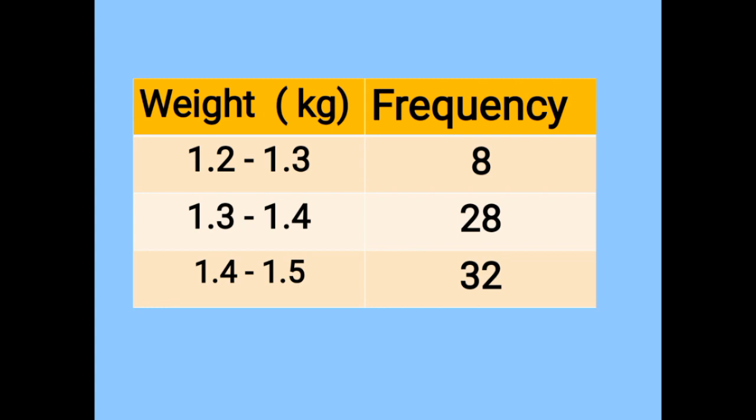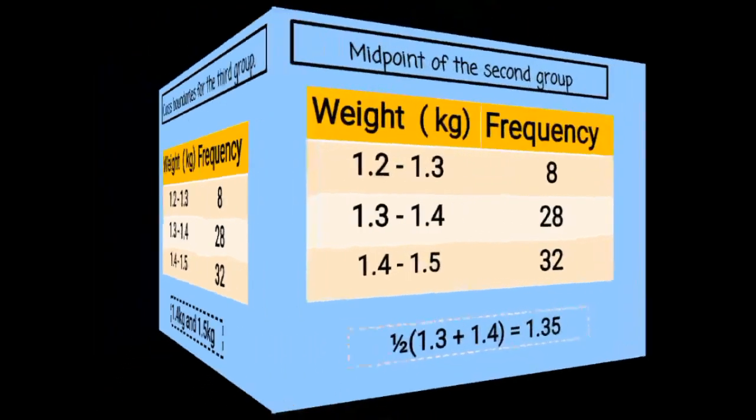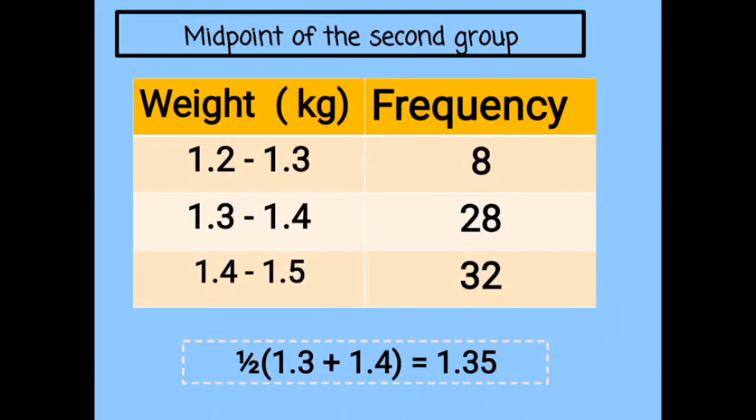Here is another example of a grouped frequency table. As you can see here, the data has no gaps. Now, find the class boundaries for the third group. Since there are no gaps in the data, the class boundaries are 1.4 kilograms and 1.5 kilograms. Find the midpoint of the second group. The class boundaries for the second group are 1.3 and 1.4 and the midpoint is 1.3 plus 1.4 divided by 2 equals 1.35.